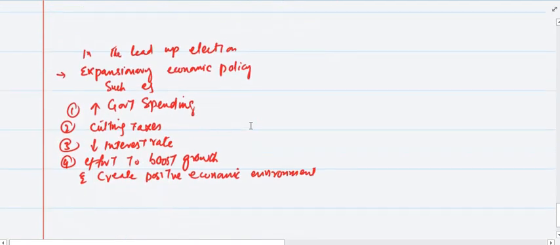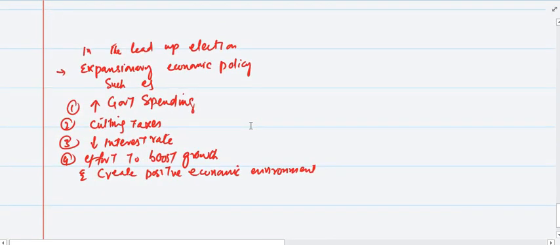And the last thing we have to discuss is, when the election is near, what type of policy does the government usually adopt? The government may be more likely to adopt an expansionary economic policy, and the reason is that the government just wants to increase government spending.